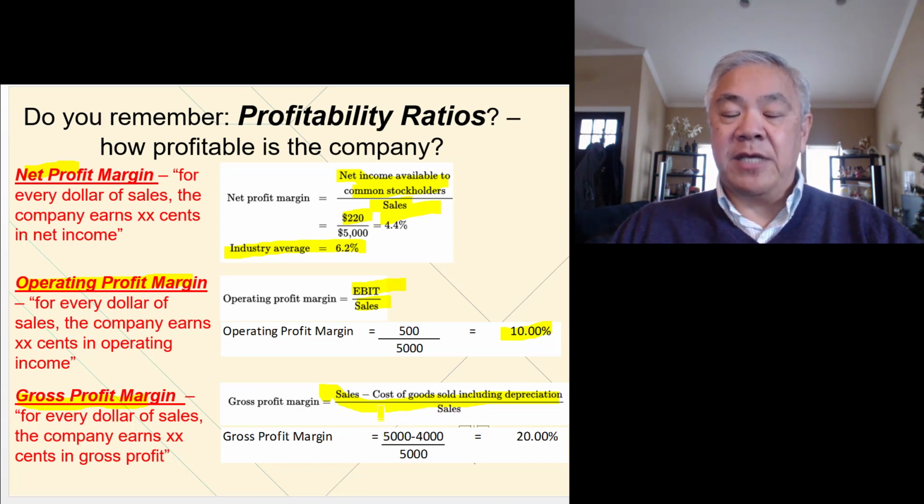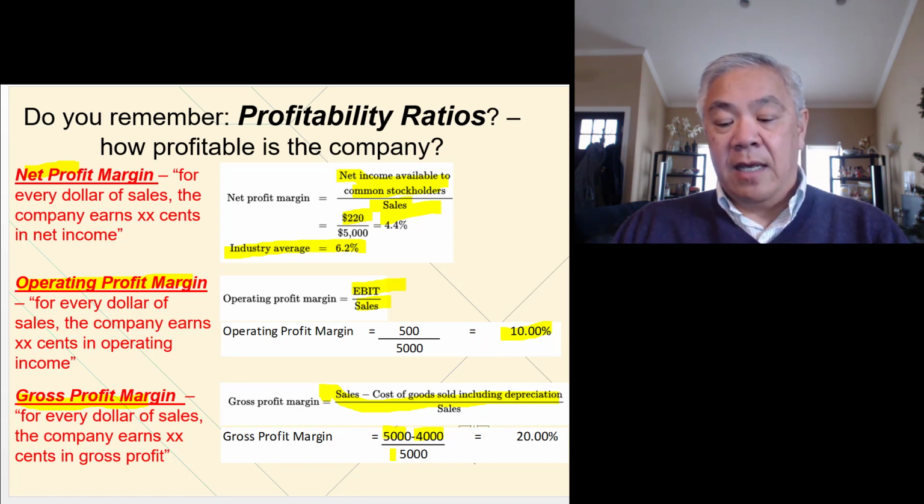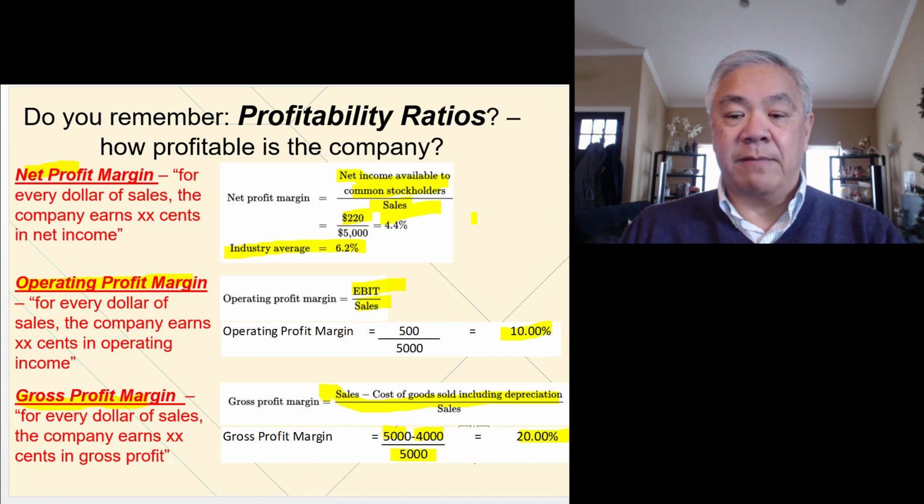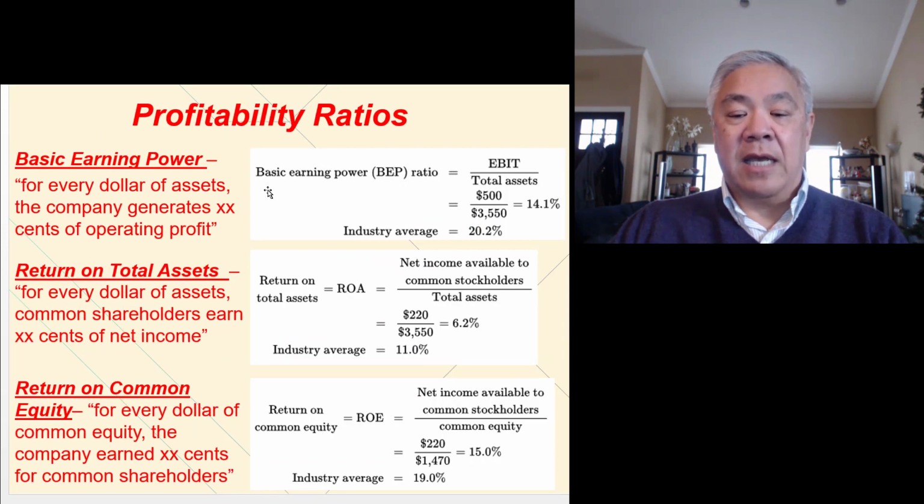And if we do this computation based on MicroDrive information, sales was $5,000 and cost of goods sold plus depreciation was $4,000. Divided by 5,000 is 20%. Interpretation: for every dollar of sales, MicroDrive makes 20 cents of gross profit. The next is, again, slight variations on profitability.